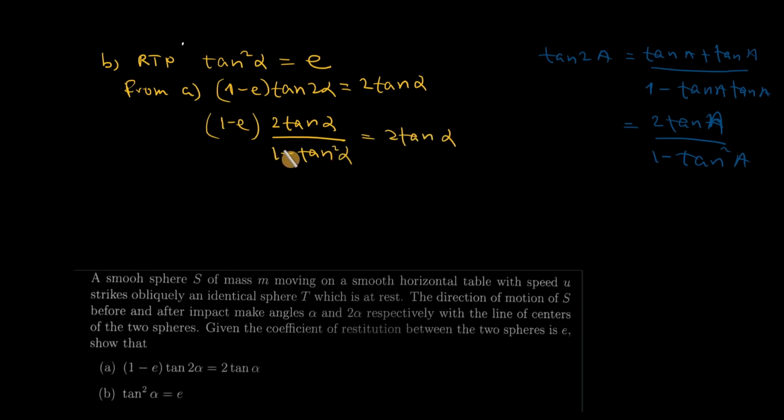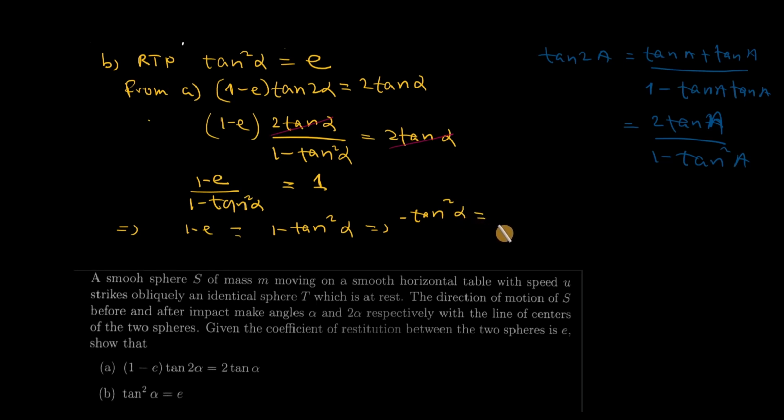Dividing both sides by 2 tan alpha, you see that 2 tan alpha is going to cancel the other way. From here I'll have 1 minus e over 1 minus tan square alpha is equal to 1. Multiplying both sides by 1 minus tan square alpha, I'm going to have 1 minus e is equal to 1 minus tan square alpha. That means negative tan square alpha is equal to negative e.